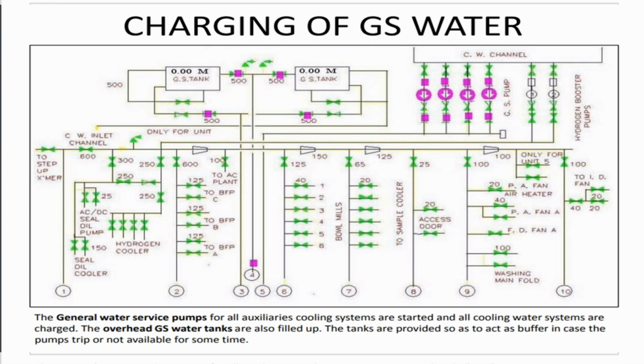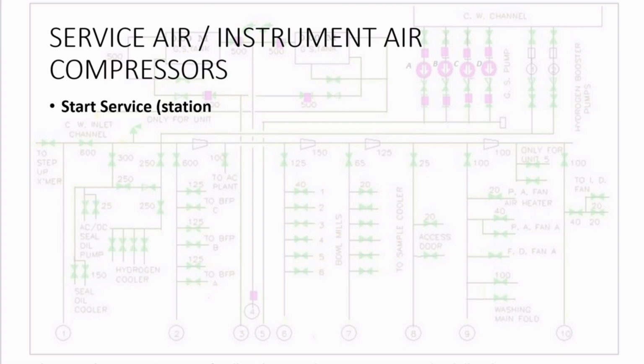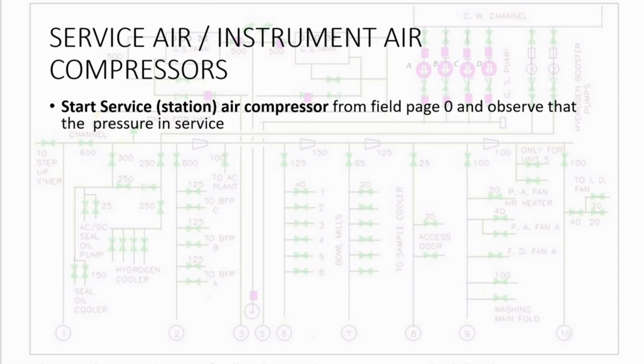This is the GS water system. Here you see the 4 pumps, which deliver water to a common header, and that common header also goes as the inlet to the GS tanks. The GS tanks serve the purpose that if the GS pumps trip or there is a total AC failure, the GS water will be available by means of the tanks. Now the service air and instrument air compressors are there.